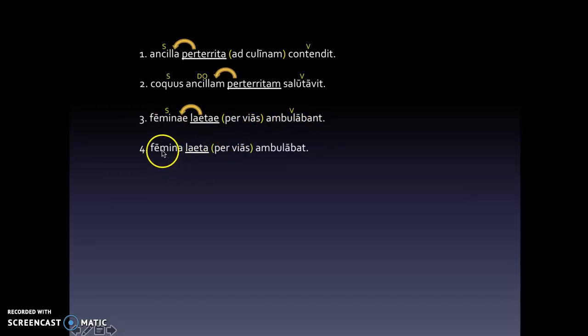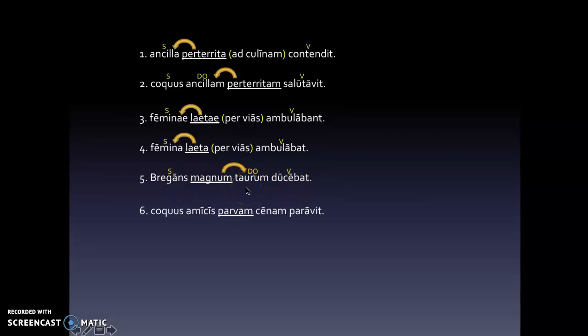All right, so laeta femina, per vias, and ambulabat. Per vias is a prep phrase. Laeta is modifying femina. We've got a nominative subject and our verb, so the happy woman was walking through the streets. All right, magnum. Magnum is modifying taurum, also within the same declension, so they look the same, nice and easy. We've got a nominative subject, an accusative direct object, and our verb. So Bergans was leading the large bull.